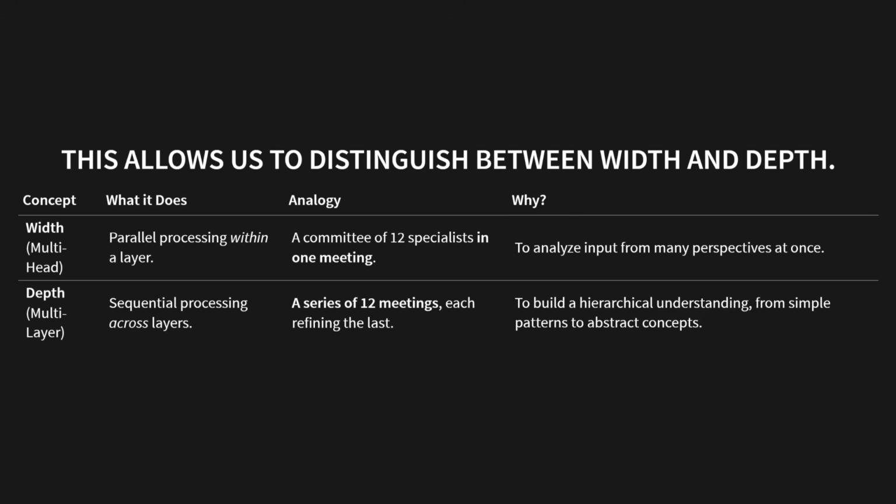Now, let's look at depth, which comes from multi-layer models like this. What does it do? It's sequential processing across layers. The analogy here is a series of 12 meetings, each refining the last. And why do we do this? To build a hierarchical understanding, from simple patterns to abstract concepts.